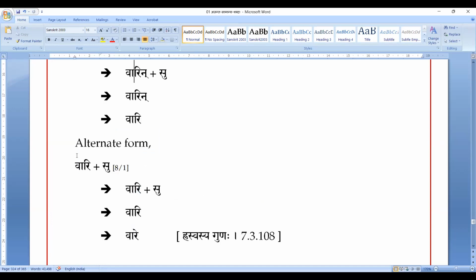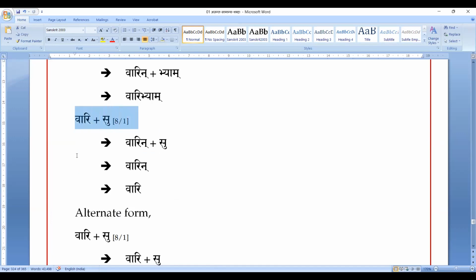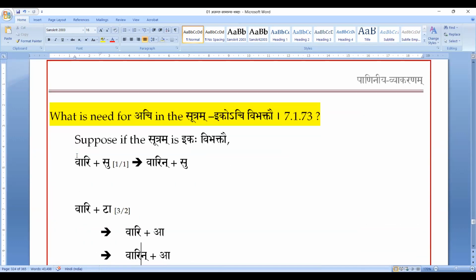Then see the other forms. Vari plus su. If achi is not there, you will get all the forms of the vari. Now start to see from here onwards. Vari plus su. Su mana napumsakat look, prathama vibhakti ekavachanam. Here what happens? Su becomes look. When su becomes look, then you have vari. The sutra is ikaha vibhakto: after an ik-ending napumsaka, when a vibhakti pratyaya follows, num occurs. But num is an angakarya sutra 7-1, and this su pratyaya has become look. Therefore num does not come. Therefore, vari only you get.